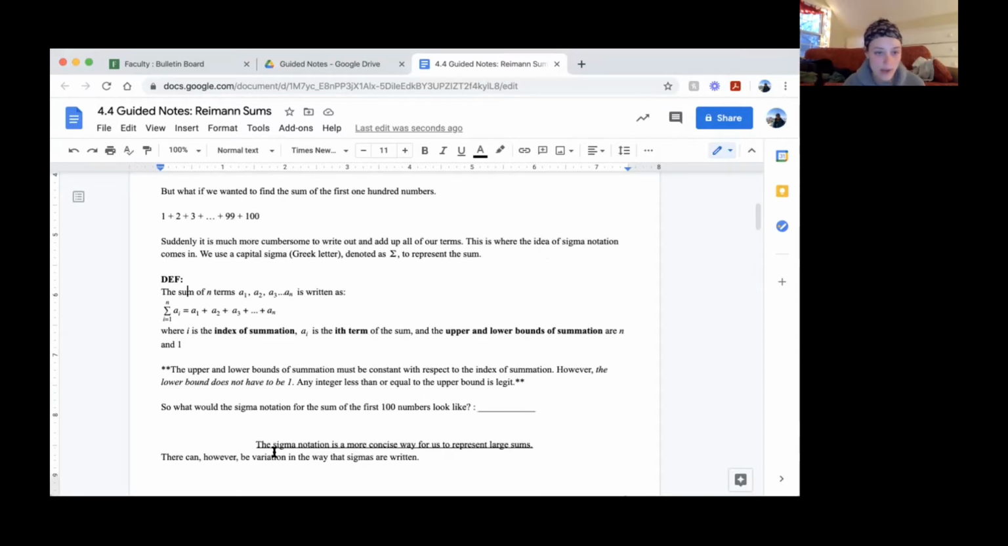Note, the upper and lower bounds of summation must be constant with respect to the index of summation. However, the lower bound does not have to be 1. Any integer less than or equal to the upper bound is legit.